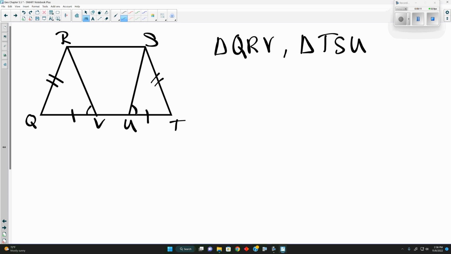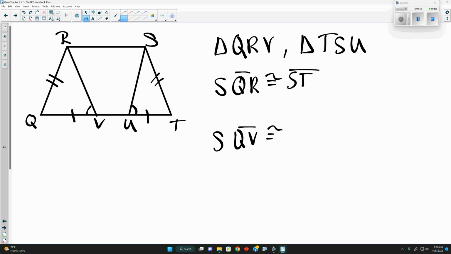Because if we read the directions, decide whether enough information is given to prove that the triangles are congruent using side angle side. So they already told us side angle side. Because for side angle side, I need 2 sets of sides that are congruent, yes? So here, we do have that QR is congruent to ST. That's one of our sides, yes? Our other set of sides, we have QV is congruent to.